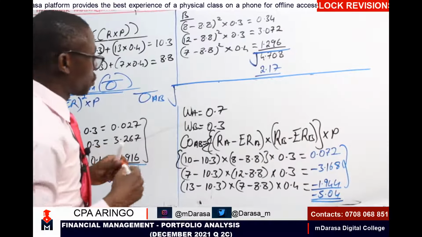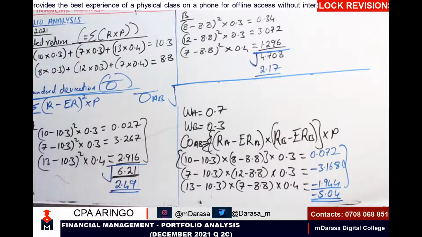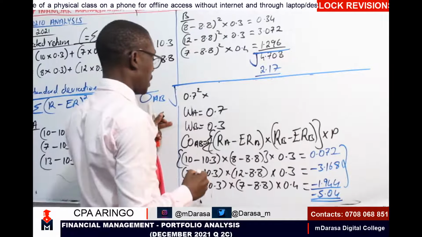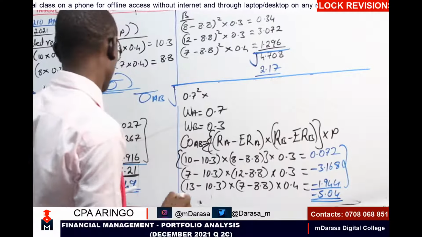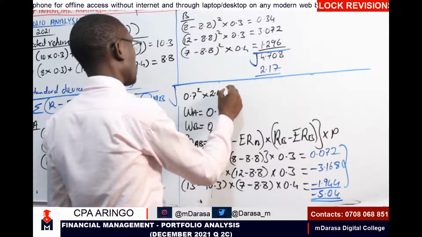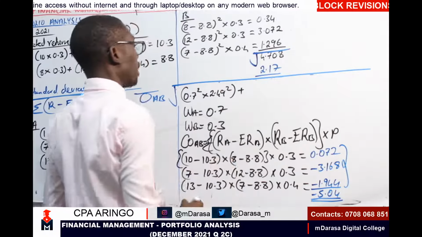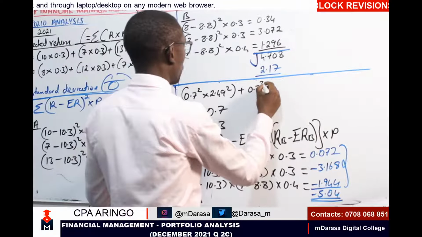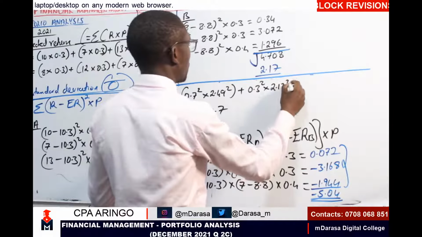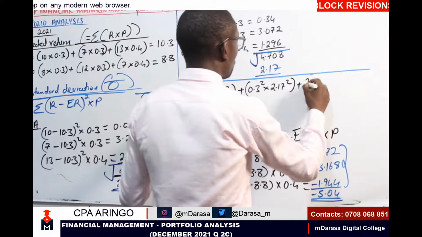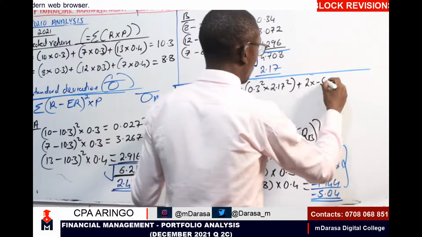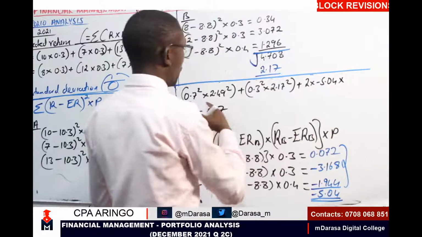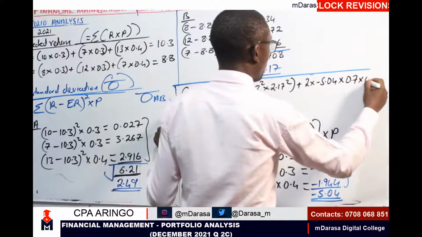So therefore, in this case, I'm going to take my weight of A, 0.7 squared. I multiply by standard deviation of A. Standard deviation of A, we got a figure of what? 2.49 squared. We are going to add weight of B, 0.3 squared. We multiply by standard deviation, 2.17 squared. We add 2 times covariance, negative 5.04 covariance, times the weight of A, 0.7, times the weight of B, 0.3.